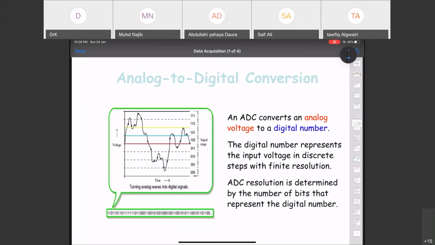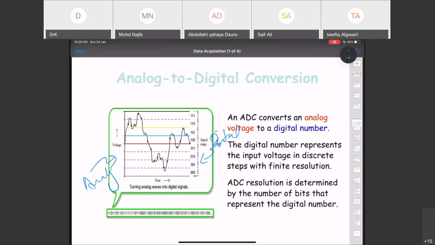Now we really go to the conversion from analog to digital. From this graph, you can see that this side is basically the analog side, and this side is basically the digital side.